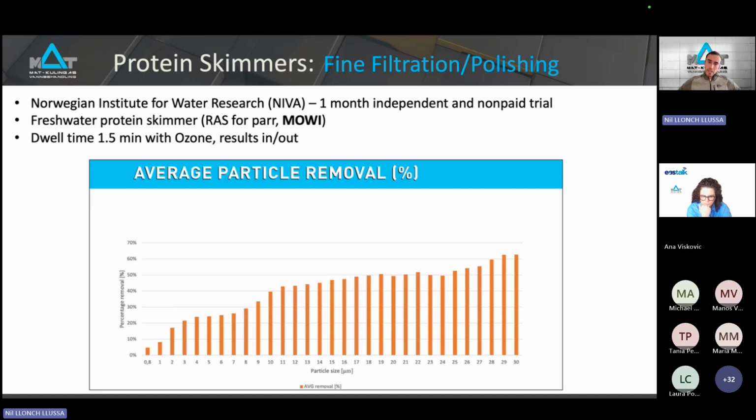In this graphic, we can see the removal percentage of each particle size from 1 micron, or 0.8 microns, to 30 microns. Overall, the removal of particles between these sizes was on average 40 to 50%, let's say, with the best results achieved at 30 microns, which was 60%. The smaller we get in size, the harder it is to remove, even with ozone. But in any case, the very small particles don't contribute so much to the total solids in water.